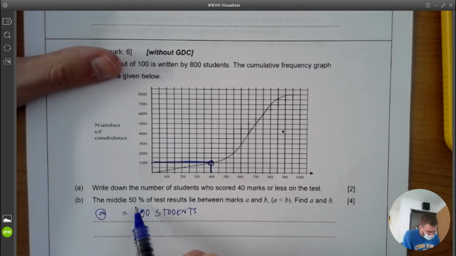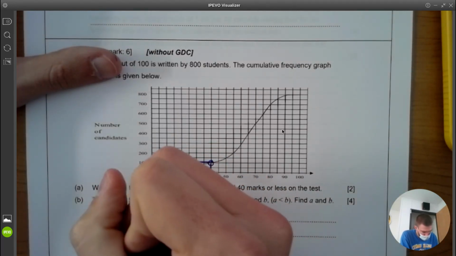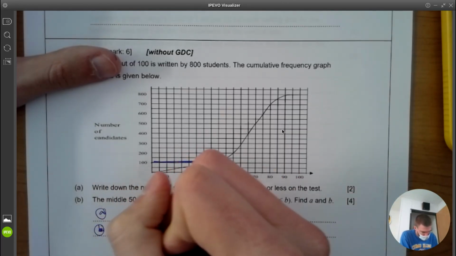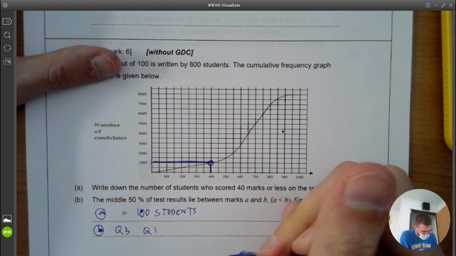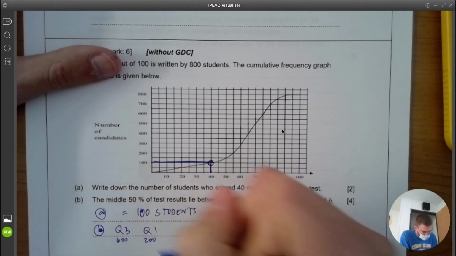The middle 50% of students lie between marks A and B. Find marks A and B. Well, the middle 50% lies between Q3 and Q1. Q3 is going to be 600 and Q1 is going to be 200.